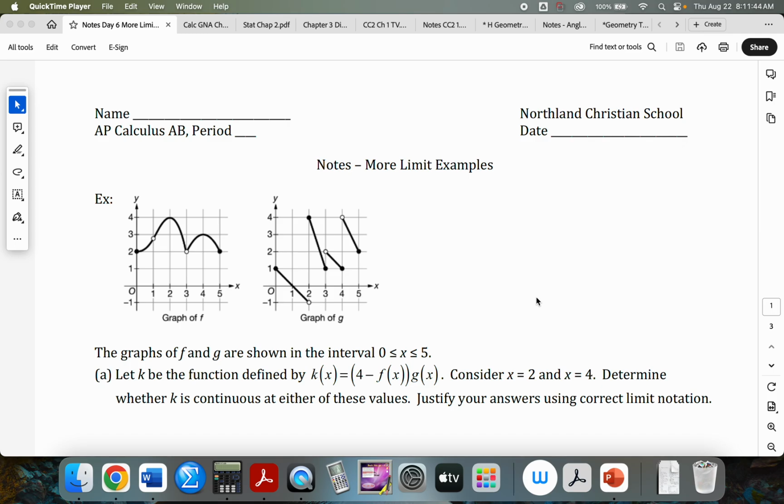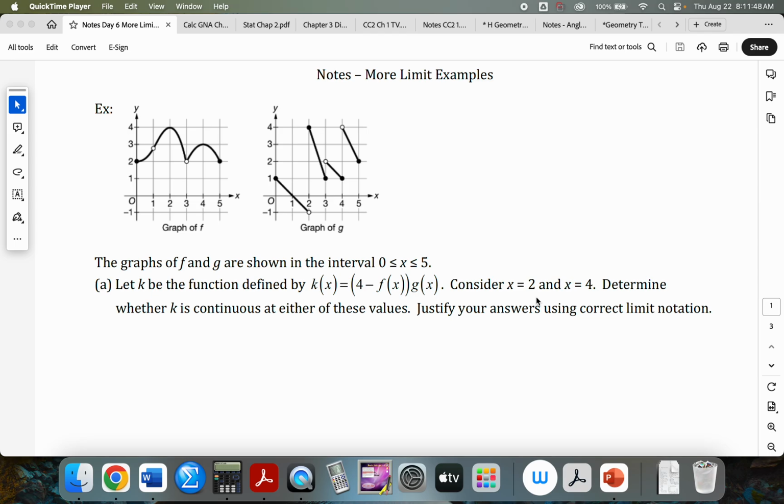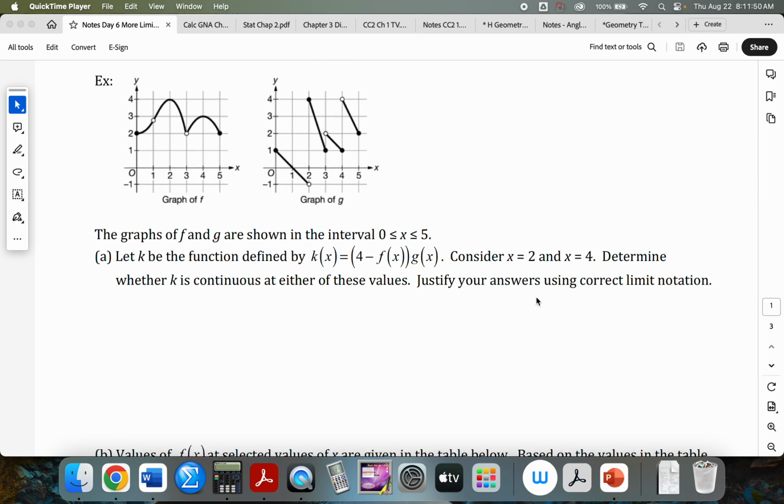Today we're looking at just some more limit examples. So here's this first one. We have a graph of f that has a couple of removable discontinuities and a graph of g that has multiple jump discontinuities. And I need to make that smaller because there's all kinds of questions in this.